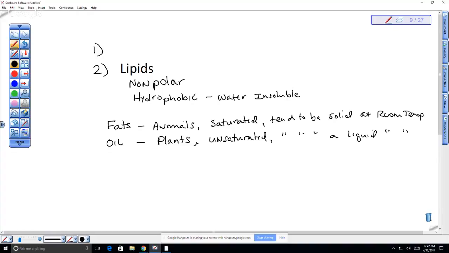Okay, so let's look at the saturation. Saturation refers to the number of hydrogen ions that are covalently bonded to the carbon skeleton. I'll just put my hydrogen ions there, covalently bonded to the carbon skeleton.